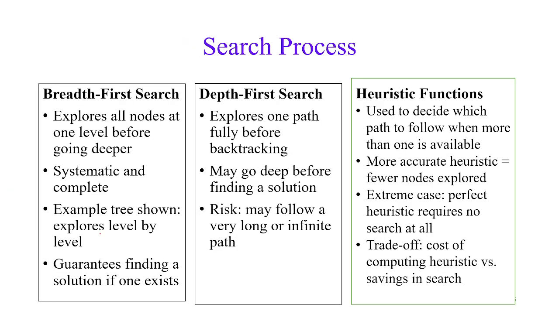Now, we will see the consolidation. We will see how the search process happens with BFS, DFS and heuristics. First, we'll talk about BFS. BFS explores all nodes one level before going deeper to the next level or the next step. So it is very systematic and very complete. And if a solution exists, surely BFS will find it.